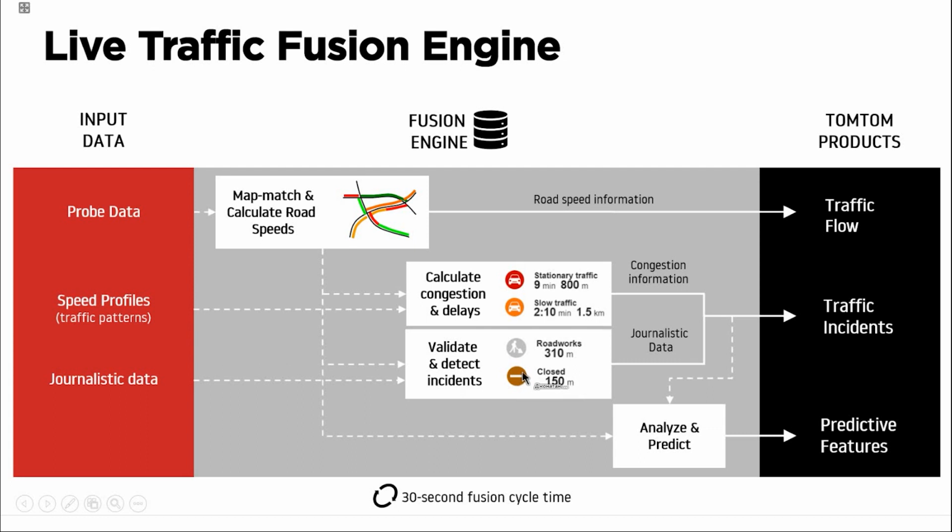After this comes the part where we combine the real-time data, the real-time speeds, with our archives to create predictive features as well. Sorry, at the end of the fusion, just to finalize, the service that comes out of the fusion engine is basically flow, traffic incidents, and predictive features.